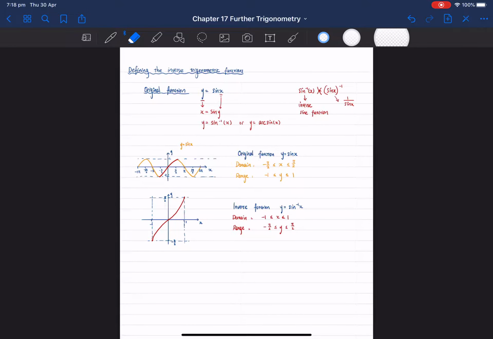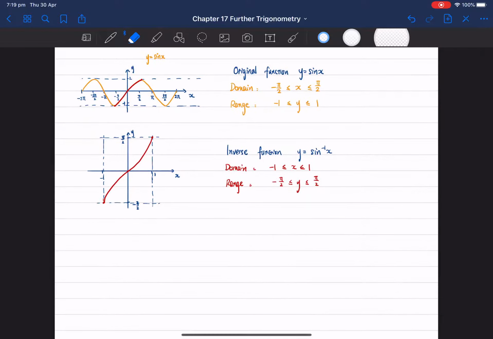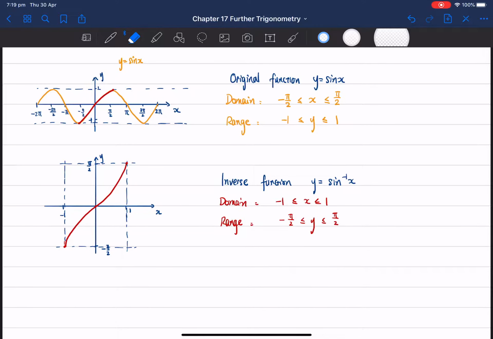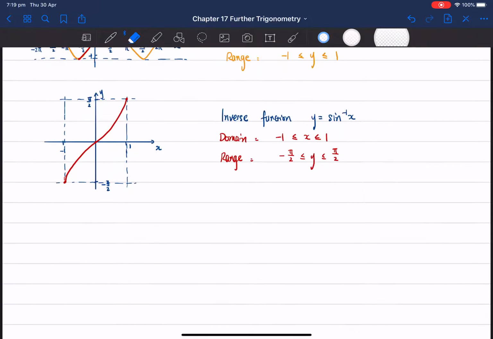Okay, so for the cosine inverse, we're going to do the same thing. The original function is y equals cosine x, and the inverse is cos inverse x, or arc cos x. So it's going to be the same thing. In that case, I'm not going to show you the working out of how to obtain the cosine inverse function, because it is just the same idea as the previous calculation. You just change y to x, and x to y. There's not much difference.